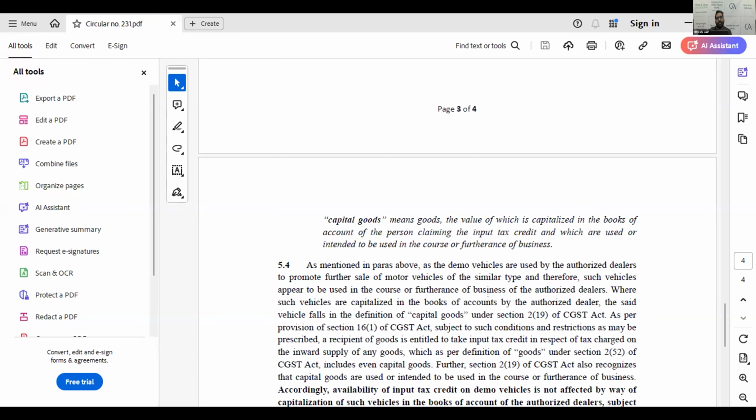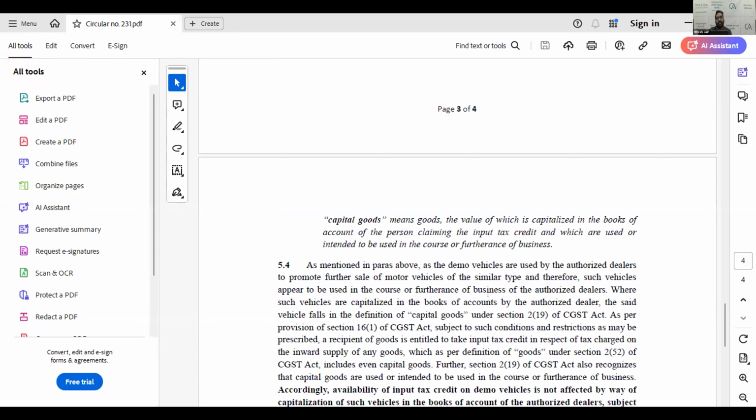The third scenario comes whereby the authorized dealer is acting only as an agent, whereby he is not even issuing an invoice for the final sale, and the invoice for the final sale is being issued by the manufacturer or the distributor, and the authorized dealer only acts as a facilitator to make this sale to the end customer. Then in such cases, ITC will not be available.